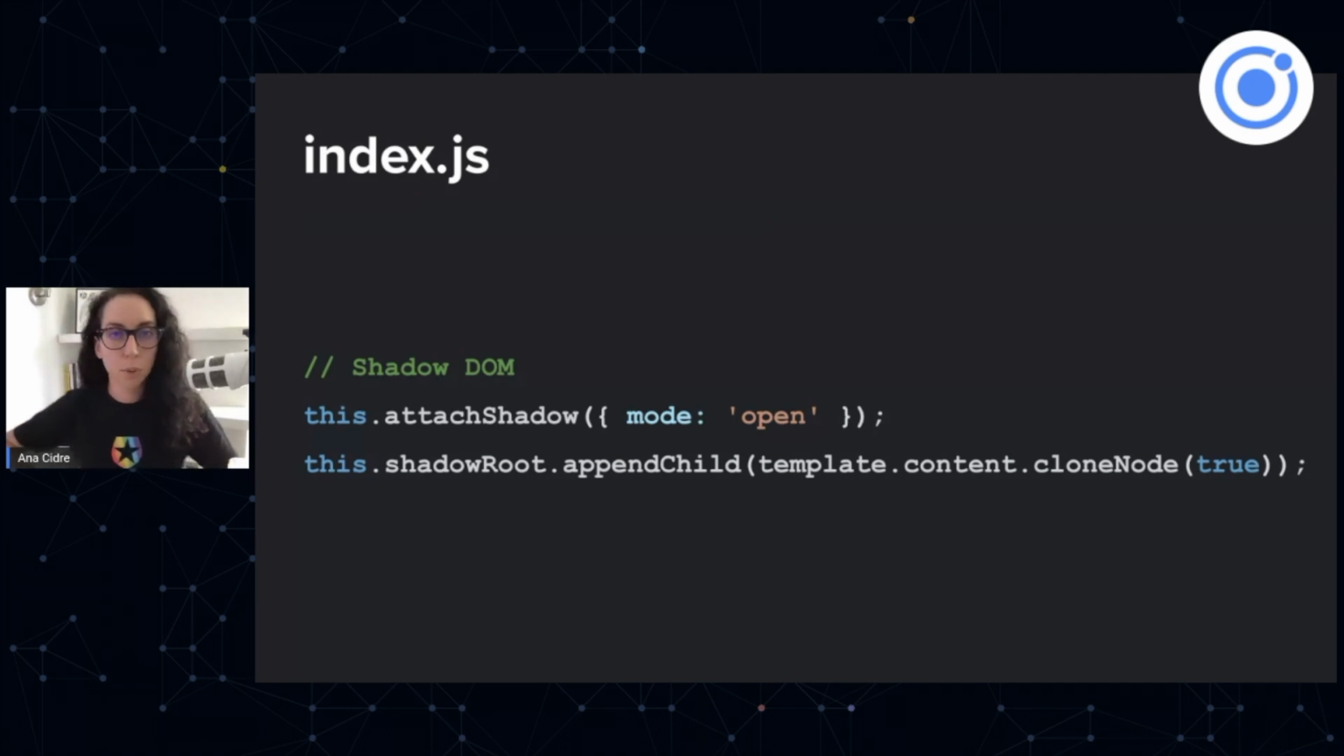And this is pretty simple. It's just 2 lines of code. The first one is where we add it and we call mode open. We can also call mode close. Now, the difference is if we call open, we're giving the other developers the possibility to manipulate the structure of your component through JavaScript. And there are many reasons to do this.